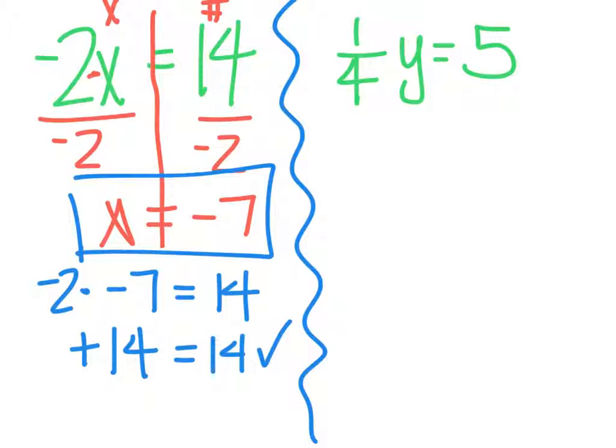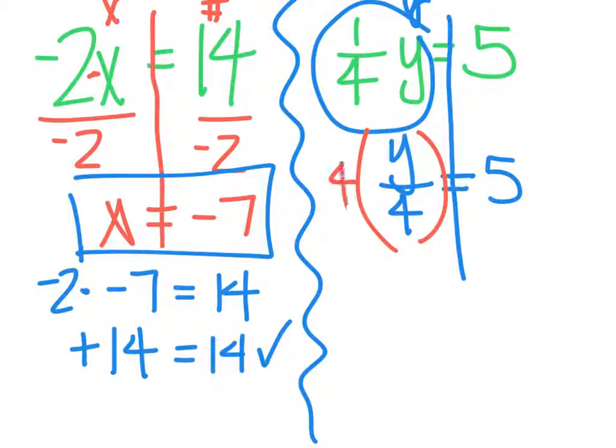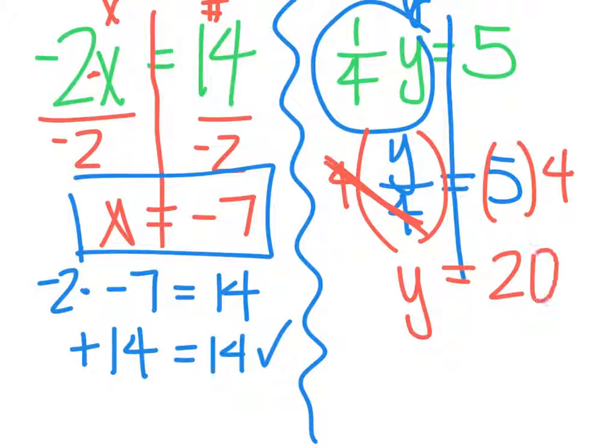Ooh, we got a fraction here. I gave you this one on purpose. So we're solving this for y. All right, if I have 1 over 4 times y, this is the exact same thing as saying y divided by 4 equals 5. So the opposite of dividing by 4 is to multiply both sides by 4. Those 4's on the left are going to cancel, so I'm left with y equals 5 times 4 is 20.